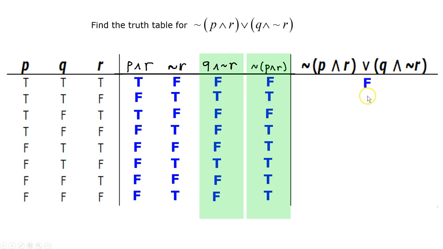Like the first statement is false. This is true. This is false. And if you see here, just by this column alone, I'm going to have at least one true value. So the rest are going to be true down the line. And that would be the truth table for this statement here.